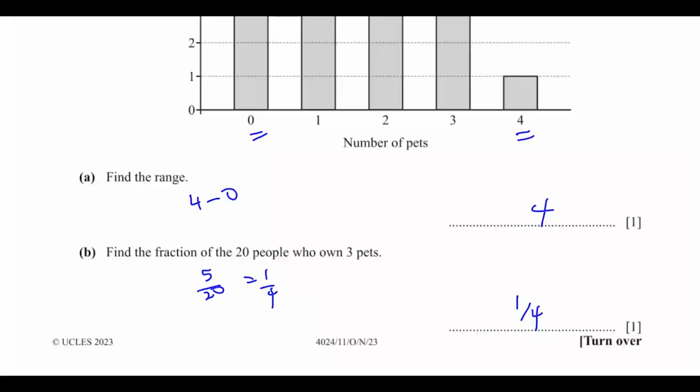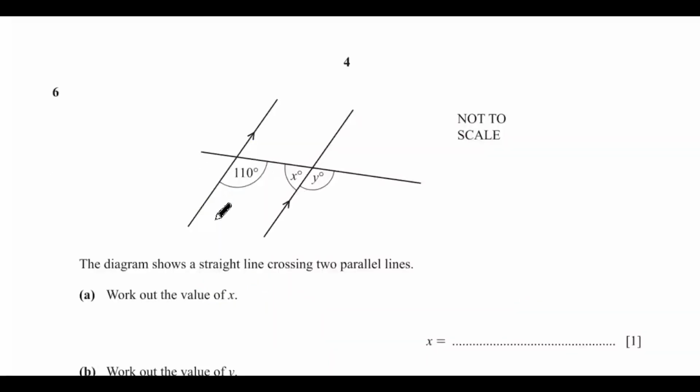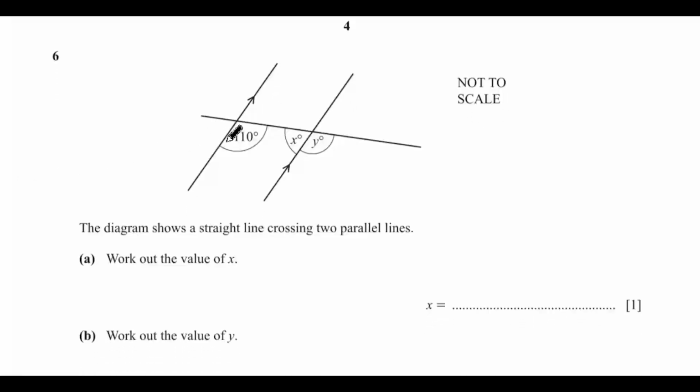So let's go to the next question. That will be question 6. The diagram shows a straight line crossing two parallel lines. Work out the value of x. So when you have parallel lines and a transversal line, you are expected to see corresponding angles, alternate angles, vertically opposite angles, and co-interior angles.